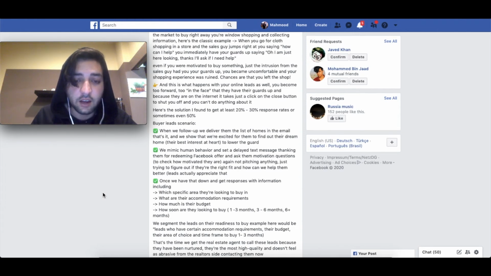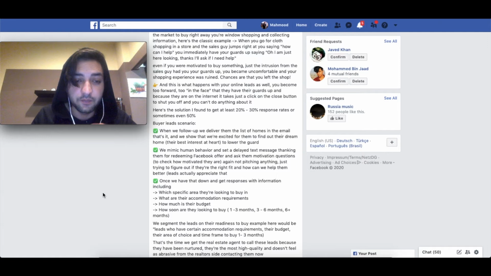So that makes that a very high quality lead, because if they are telling us that they got the list of homes, they are looking to buy within 1 to 3 months, and this is their accommodation requirements and this is their budget, now is the time that our real estate agent or our client would hop on a call with them and book an appointment with them.